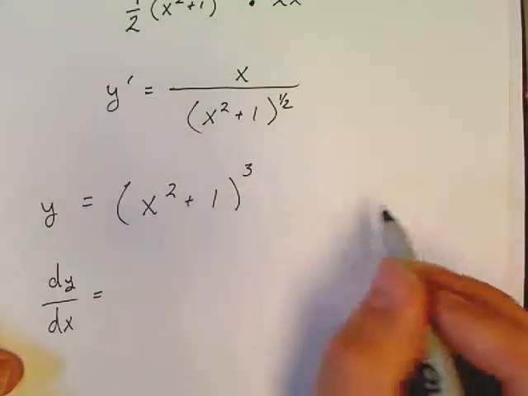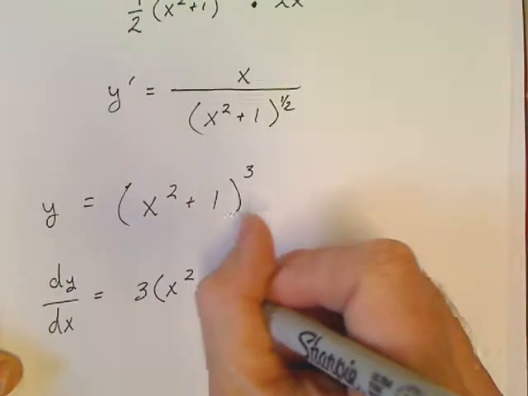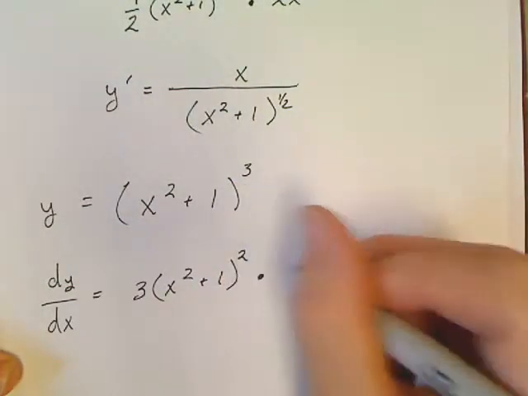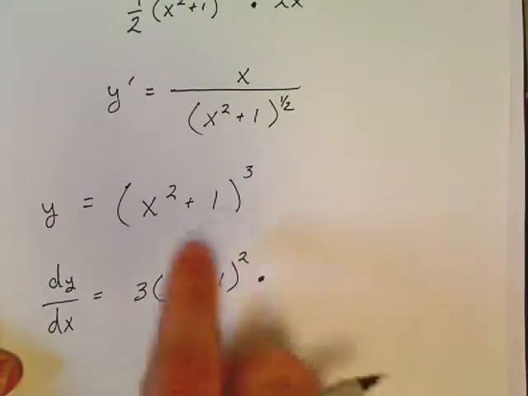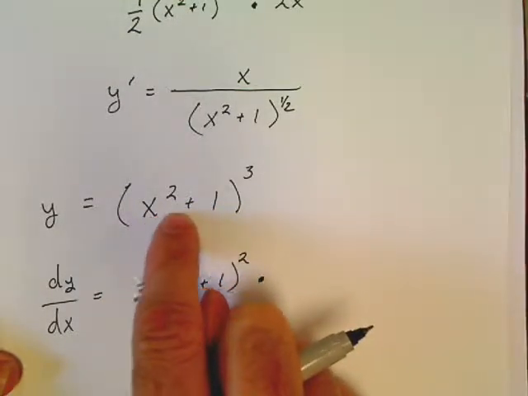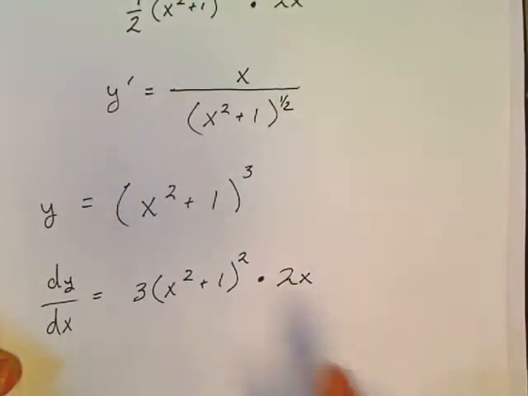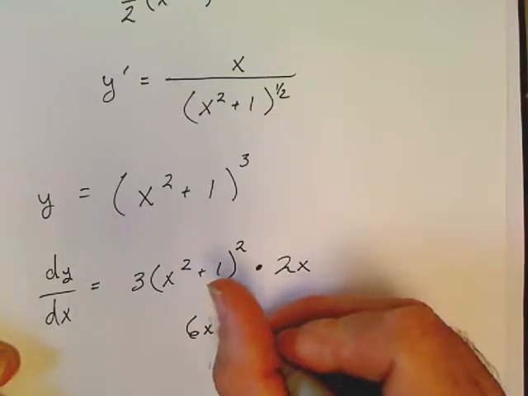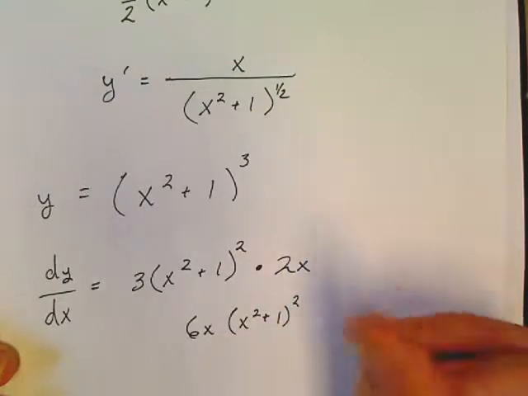So 3 times everything. 3 times x squared plus 1. Now take the 3, subtract 1, that's 2, times the derivative of the inside. Again, ignore everything now but the inside. So this would be 2x plus 0. So we've got 3 times 2x. Our answer is 6x times x squared plus 1 squared.